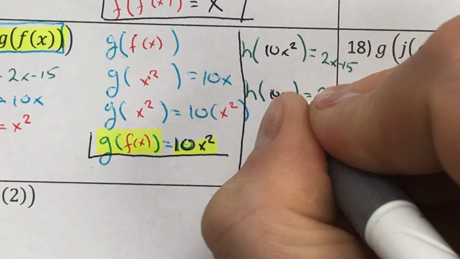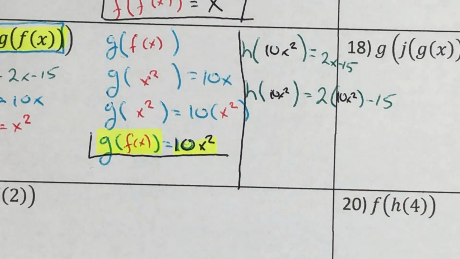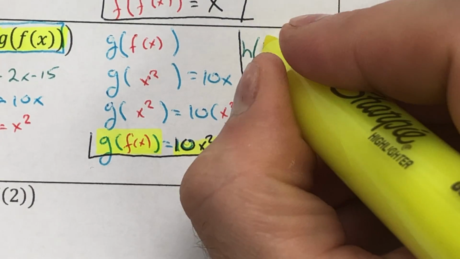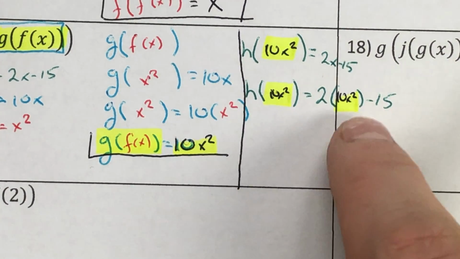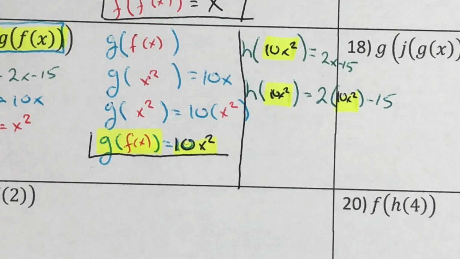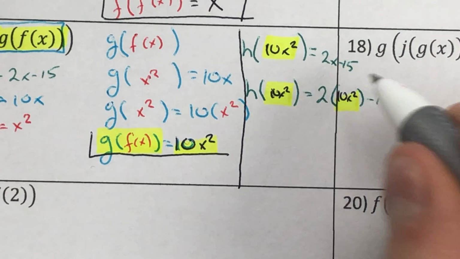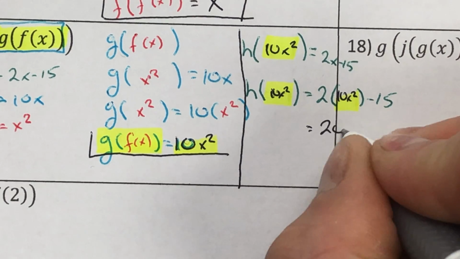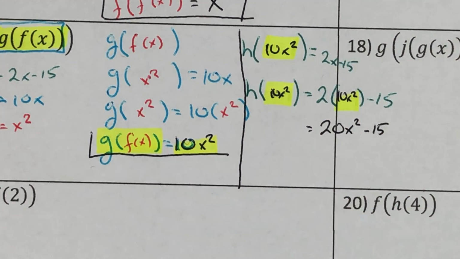Of that 10x squared, I'm going to plug it right in here. And just to make sure we keep things color coordinated, once we plug it in, we can see that, boom, I have now plugged that into the equation. Now the last thing to do is to simplify it. 2 times 10x squared is going to be 20x squared minus 15. I can't simplify that any further.